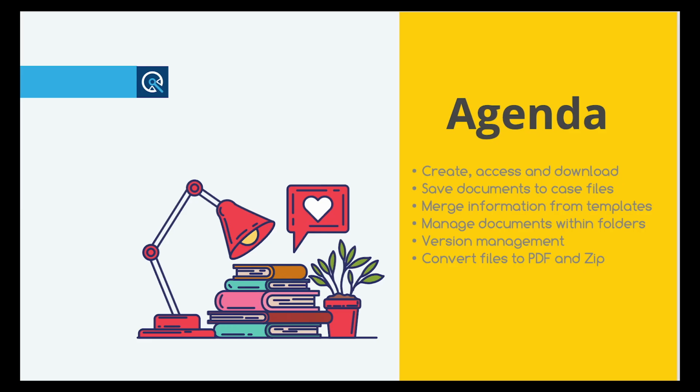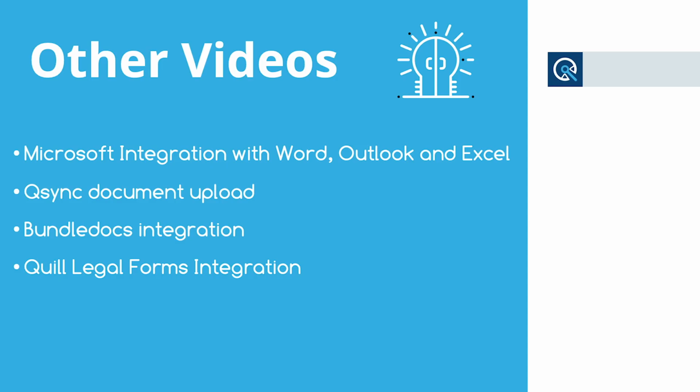In this session, I will cover how to create, access and download, save documents to case files, merge information from predefined document templates and precedents, manage your documents with folders and versions, convert your files into PDFs or zip files, and much more. For more information on how to harness the full power of DocsHub, please see the other videos in this series, which cover our integration with Word, Outlook and Excel, QSync, Bundle Docs and Quill Legal Forms.